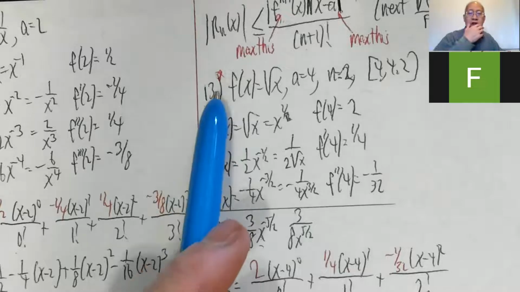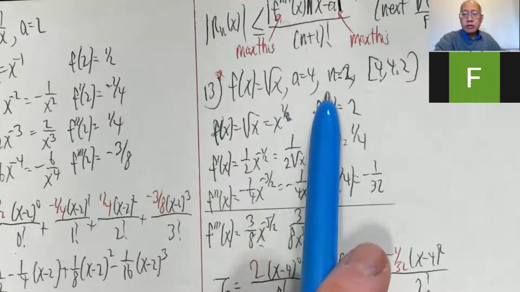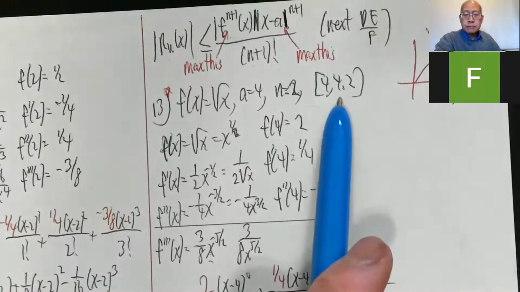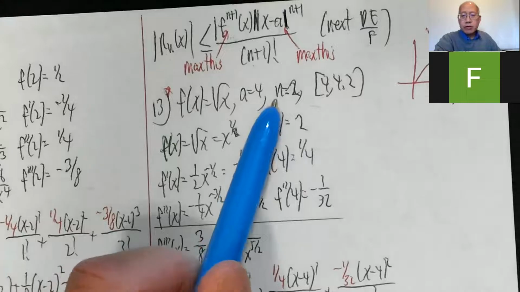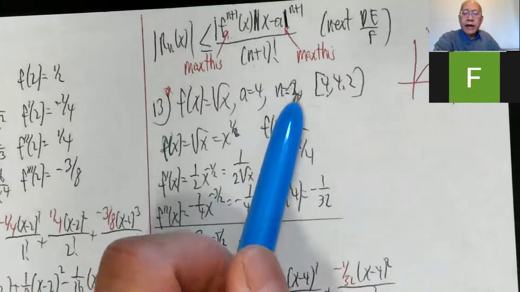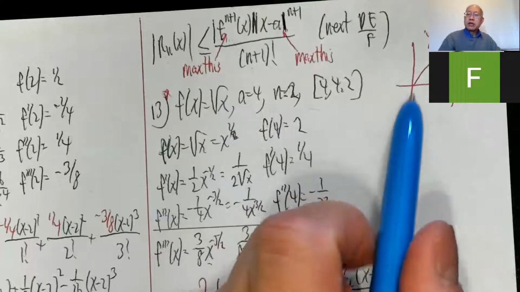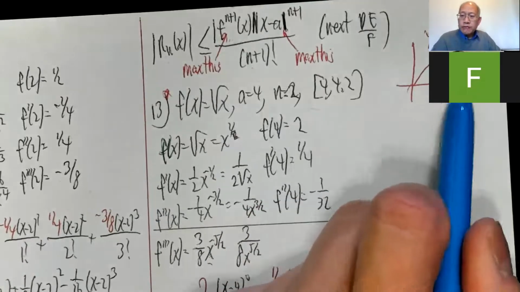13 star. f of x is the square root of x, centered at a equals 4, n equals 2, and we're between 4 and 4.2. n equals 2 means it's a quadratic. What is the best quadratic approximation to the square root function? Okay, so a little mini timeout. The square root function looks like this. You're between 4 and 4.2.